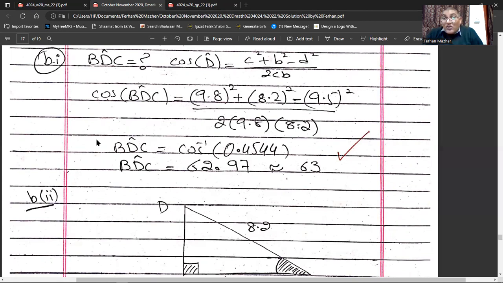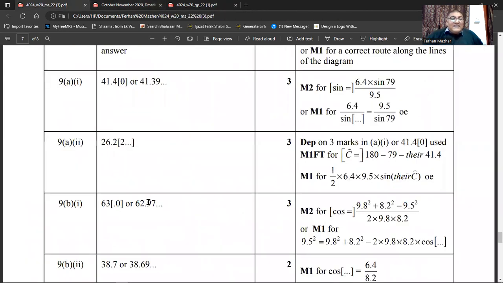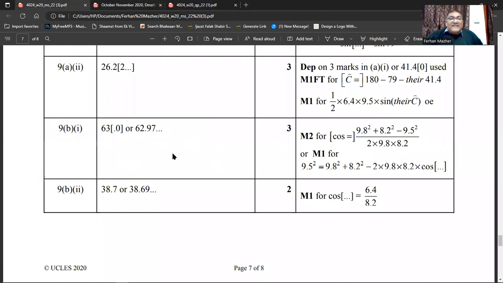So in your calculator, how do you write this? In your calculator, you will write 9.8 square plus 8.2 square minus 9.5 square equals to, divided by 2, divided by 9.8, divided by 8.2, equals to. Then you will shift cos answer equals to, and you will get 62.97. 62.97 means approximately 63 degrees. 63 degrees is the right answer, sir.